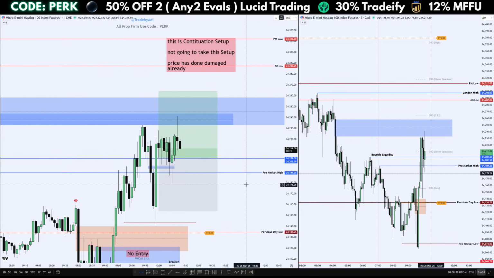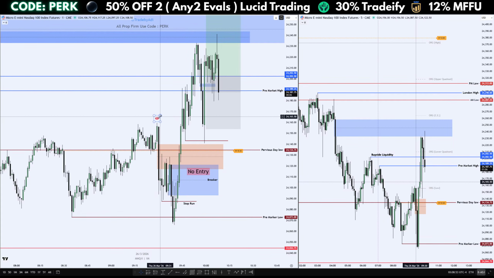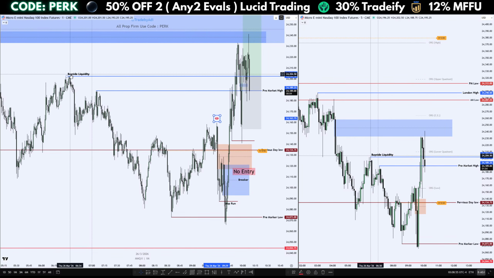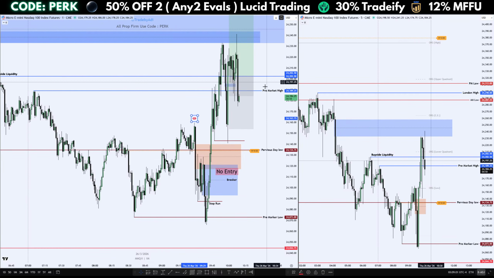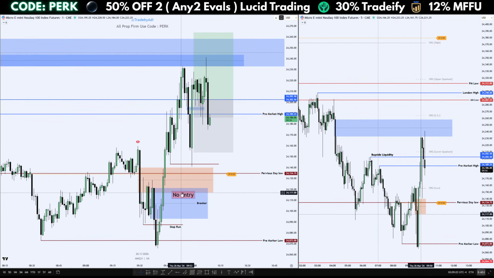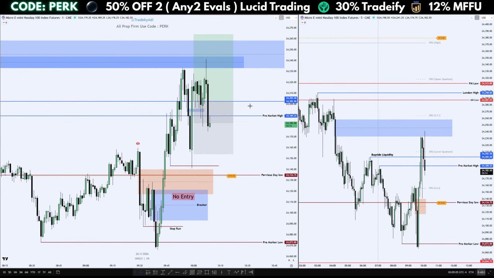You need to know which setups are working for you and which setups are not working for you. You also have to check: if price has done the damage already, if it has taken out your entries, like this one or this one, or it has taken out your targets already, then you have to completely ignore that day. Because what is going to happen, you're going to take a loss unnecessarily.